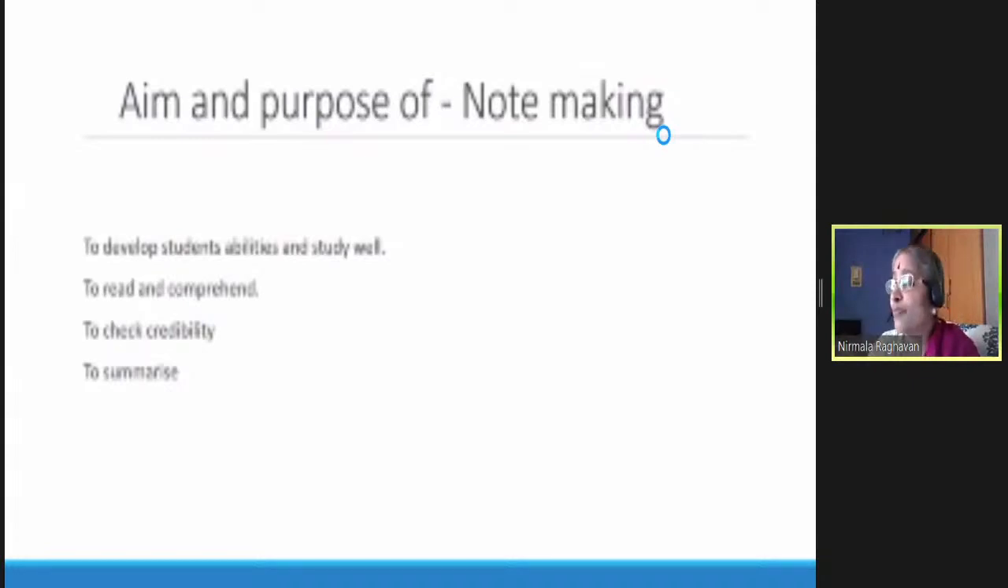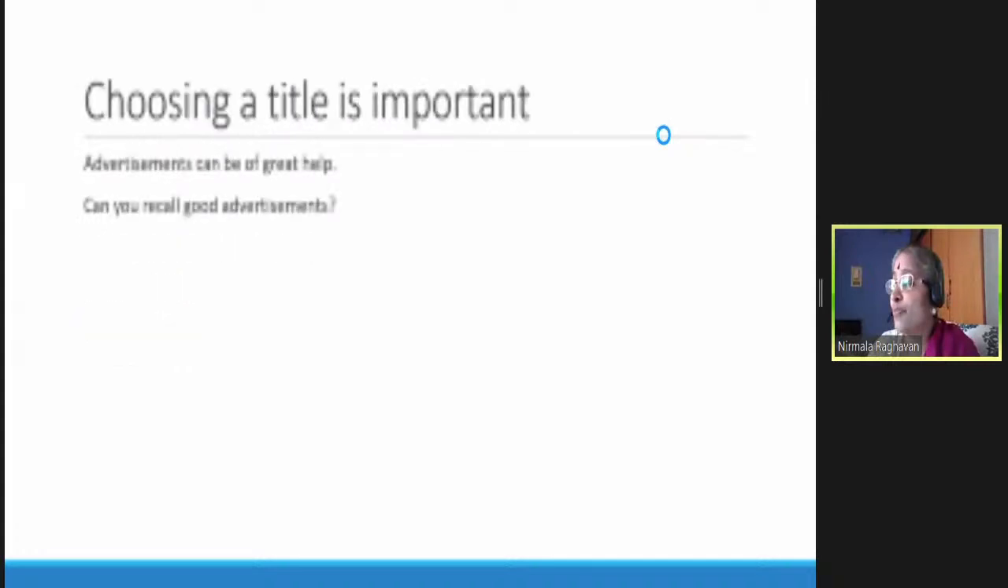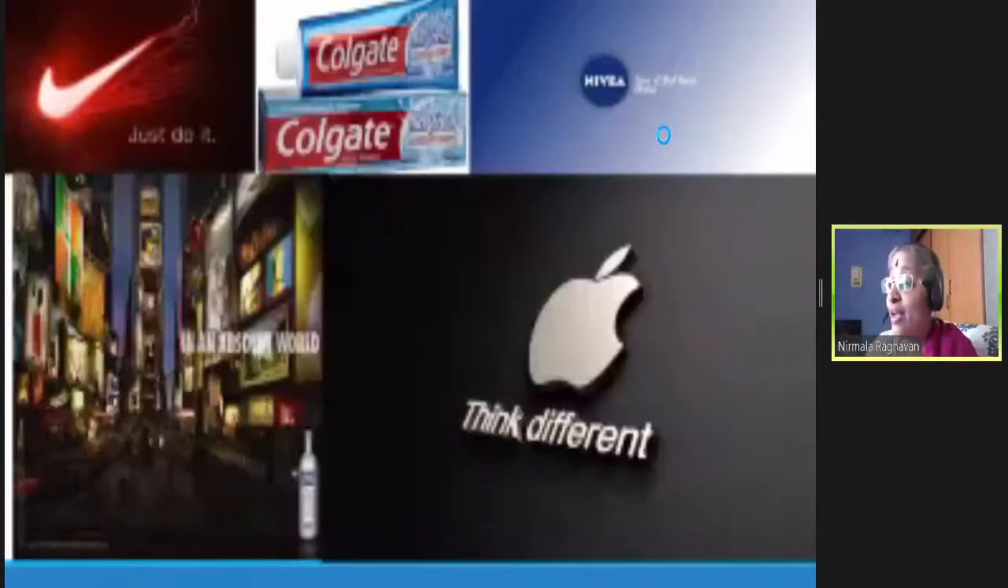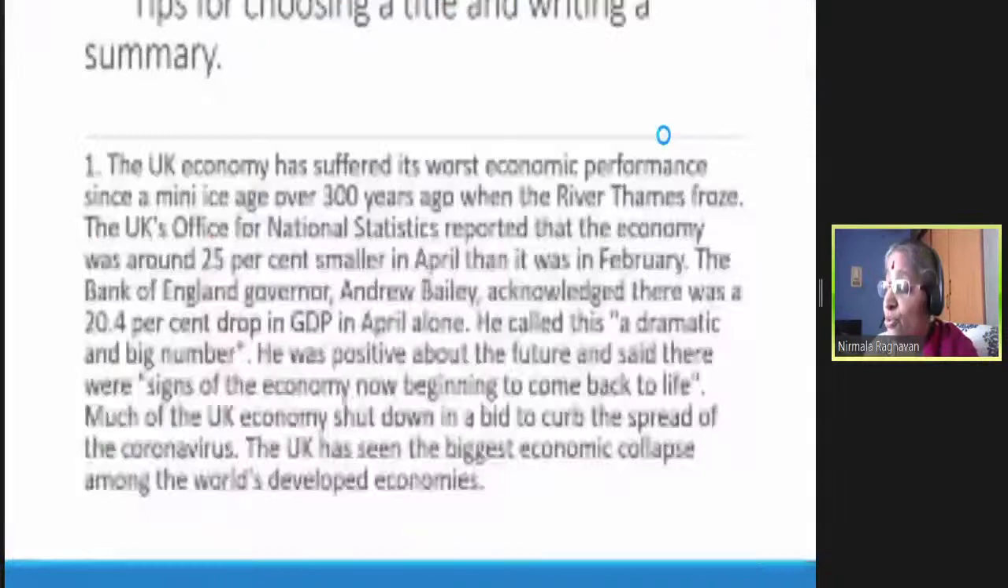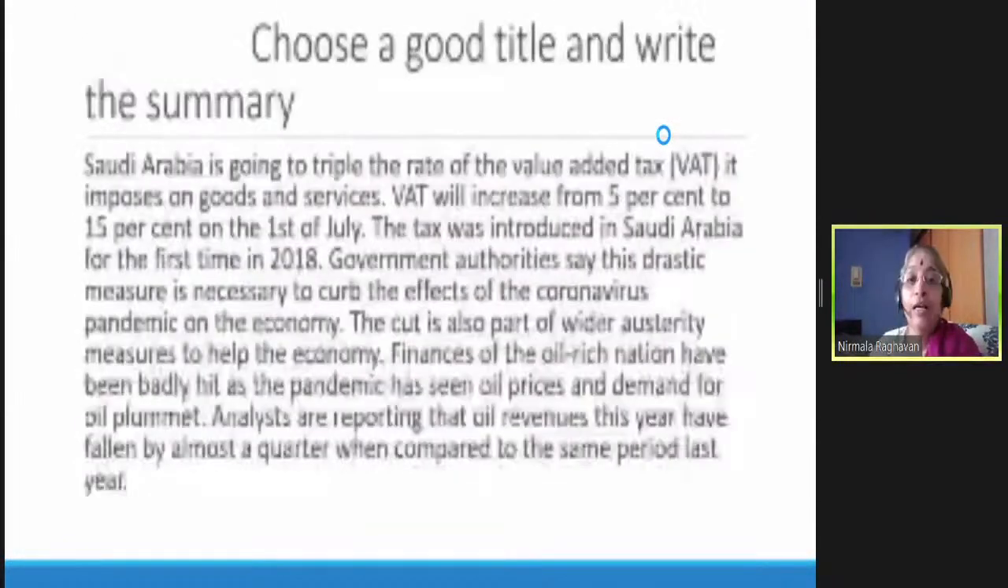Okay, what is important for note making? Title is important. It carries 1 mark. And how do you fix good titles? By looking at advertisements, because advertisements use the most effective words, and that's important. And then you had exercises for making a summary and for fixing titles.